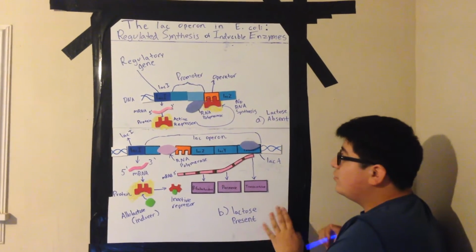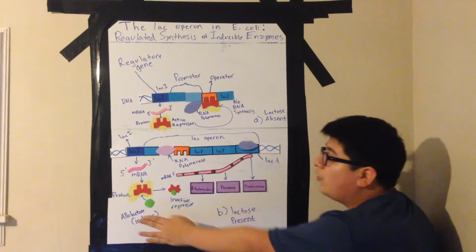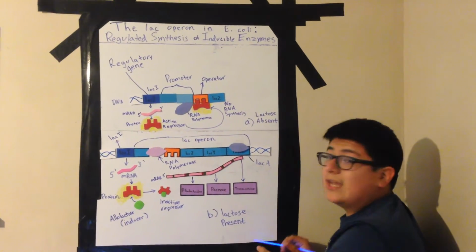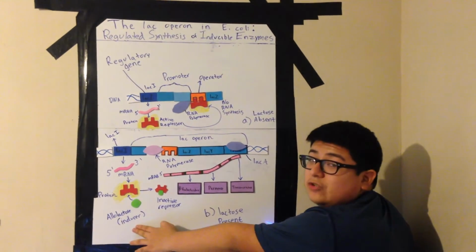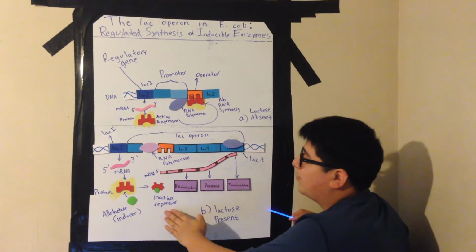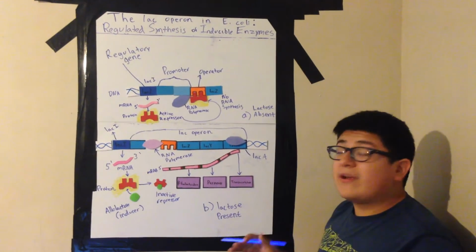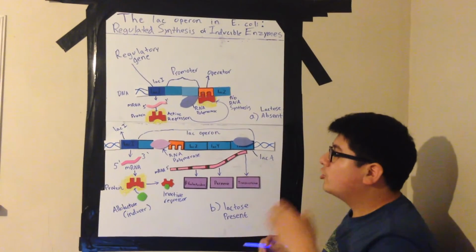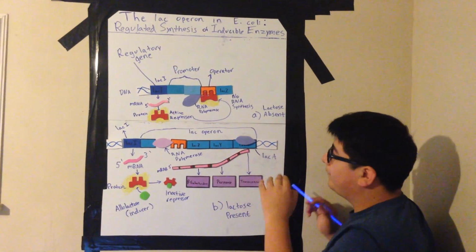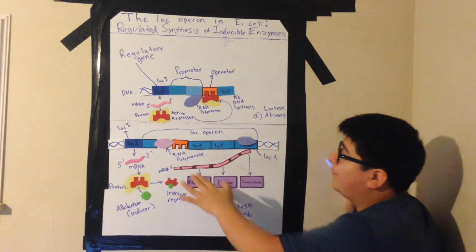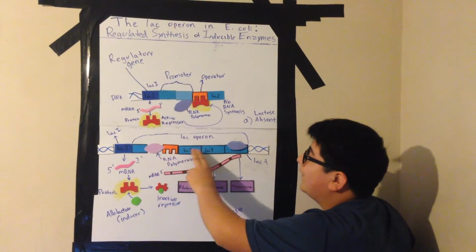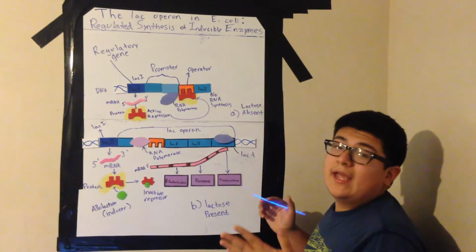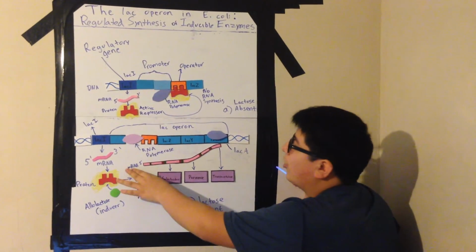However, when lactose is present within the cell, allolactose, which is an isomer of lactose, acts as an inducer, and when it acts as an inducer, it deactivates the repressor. When it deactivates the repressor, it changes the shape into its allosteric inactive form, so it can no longer bind to the operator. When this occurs, RNA polymerase can then go down the length of the DNA now that the pathway is open, and it can transcribe genes into mRNA.